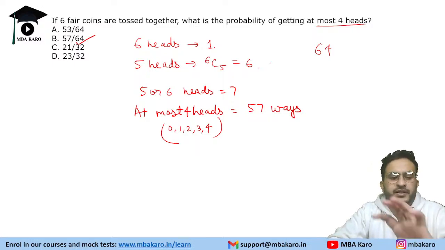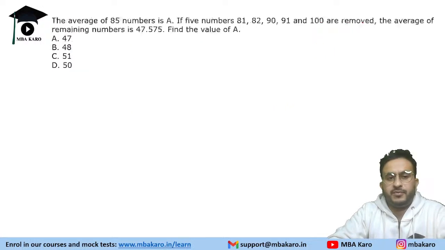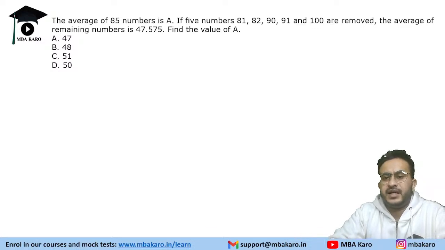Okay, so you are expected to know these basic probability questions, and especially if you are writing NMAT, there you will have a lot of questions of permutation, combination, and probability. The average of 85 numbers is A. If 5 numbers are removed, the average of the remaining numbers is 45.575. Find the value of A.